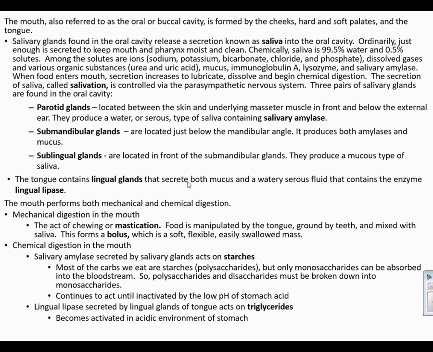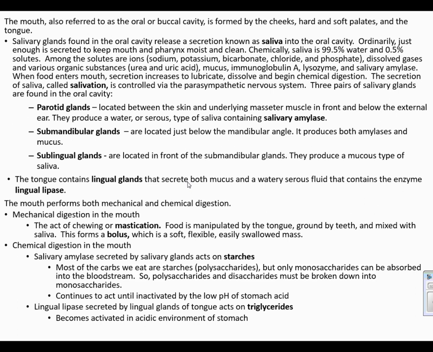Anytime a word ends in -ase, do you guys remember what we're typically going to know that as, or what it is? It's an enzyme. And enzymes are very, very important because they aid in that chemical digestion.